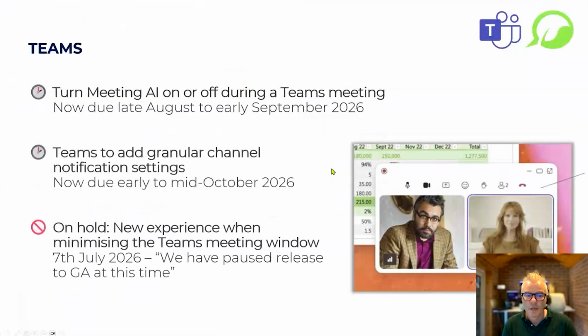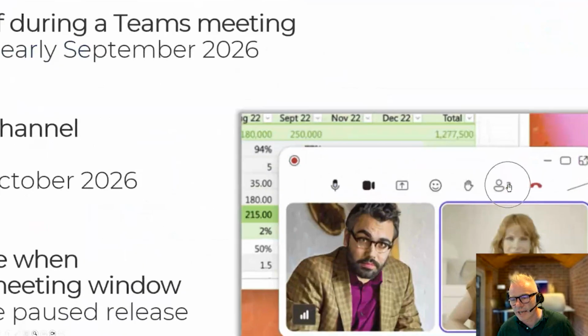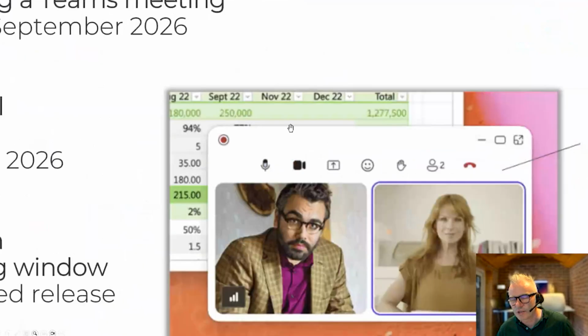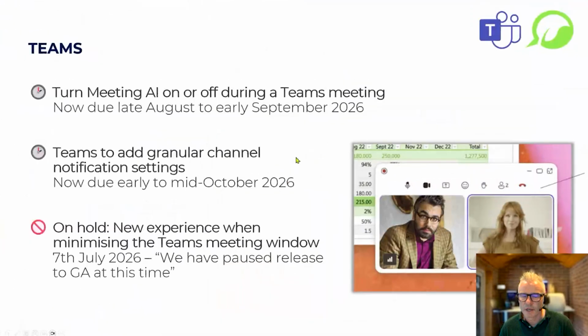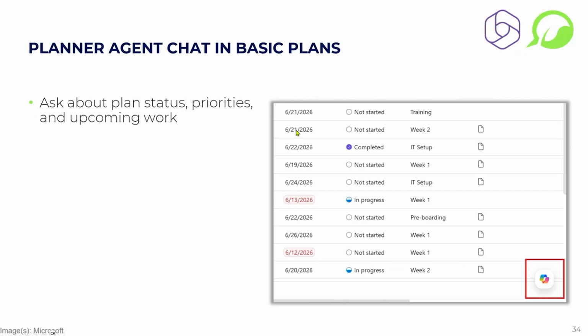On hold, that new experience when minimizing Teams meeting window. So look at that, all those controls there, and it's just a nicer layout. For whatever reason, they've put it on hold. They haven't given a new date. They've just said that change is on hold. So what do we have? Planner Agent chat in basic plans. So when I say basic plans, if you don't know that you've got Planner Premium, you've got Basic Planner. So most of us have got Basic Planner. So don't be put off by the basic plans part.